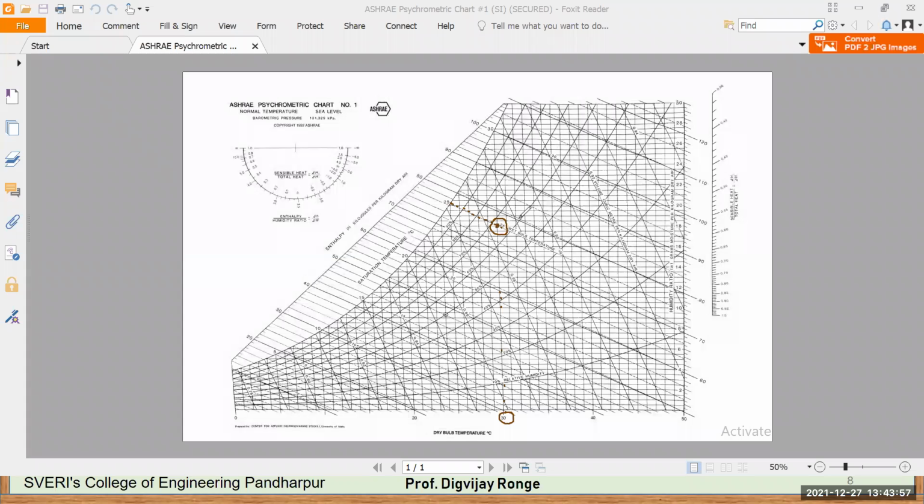Okay. Now in this case, temperature is increased to 40 degrees Celsius. So here it is 40. This is its constant DBT line. Here I have to draw a horizontal line. Wherever they intersect, that will be point number 2. So here it is point number 2. Okay. And this is a sensible heating process.